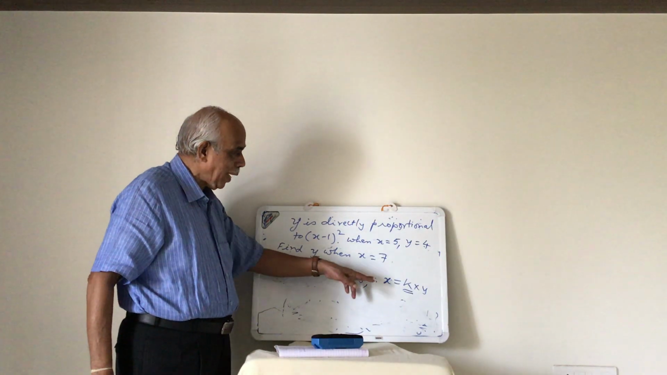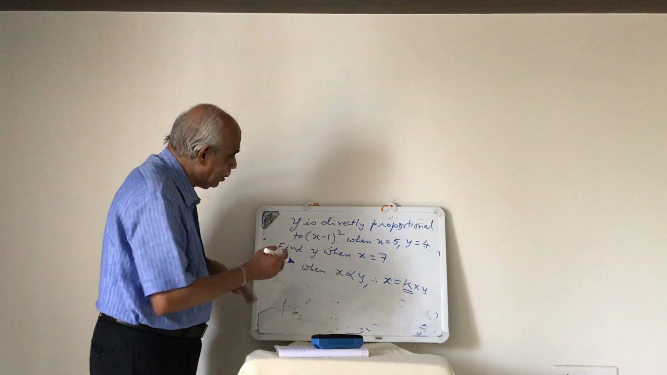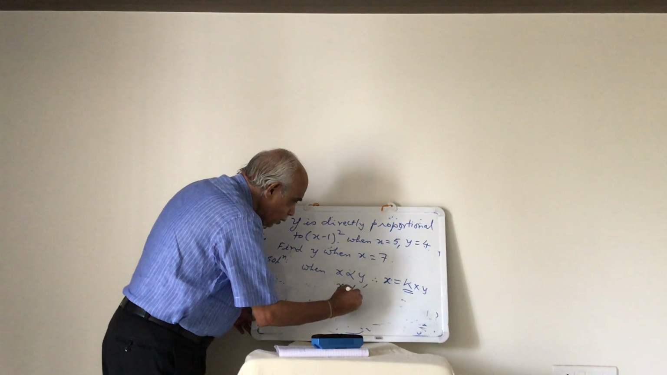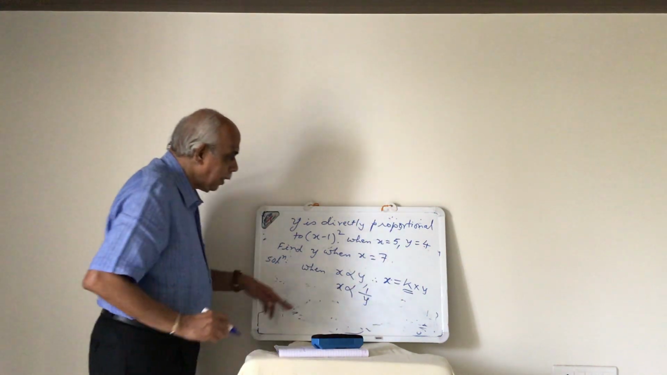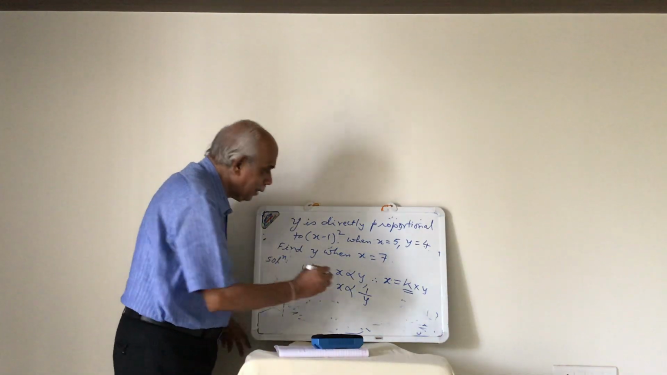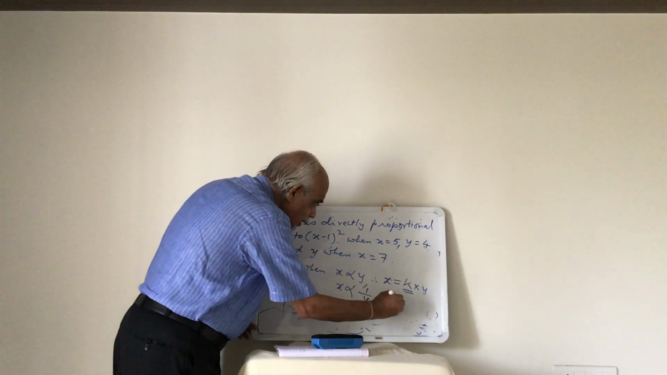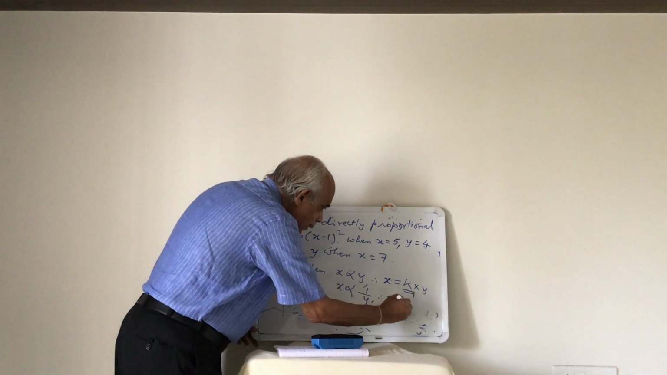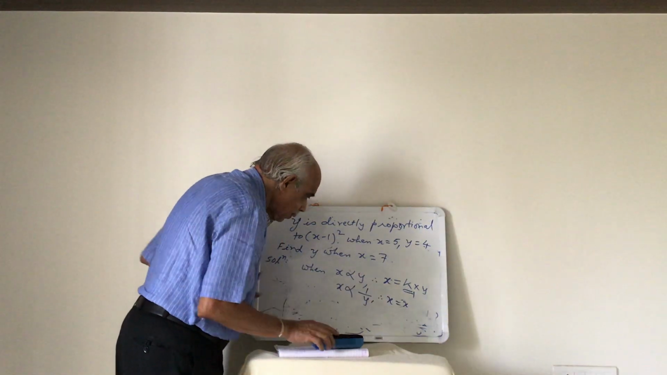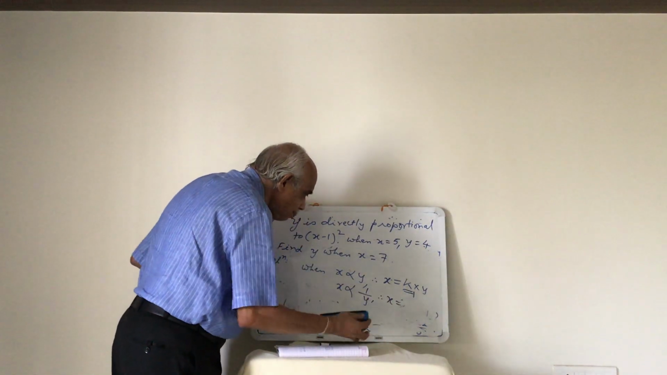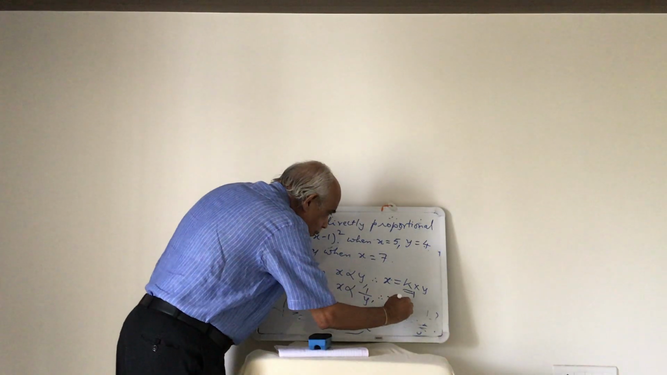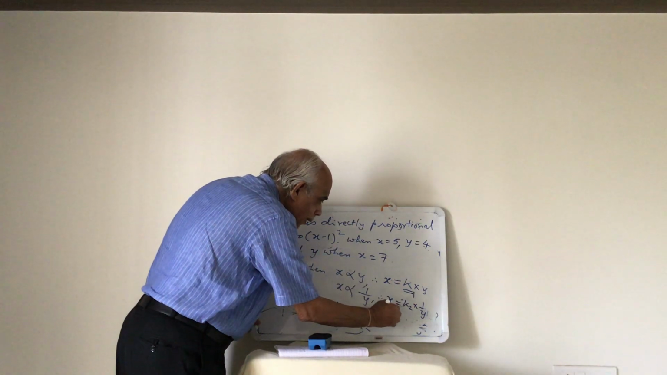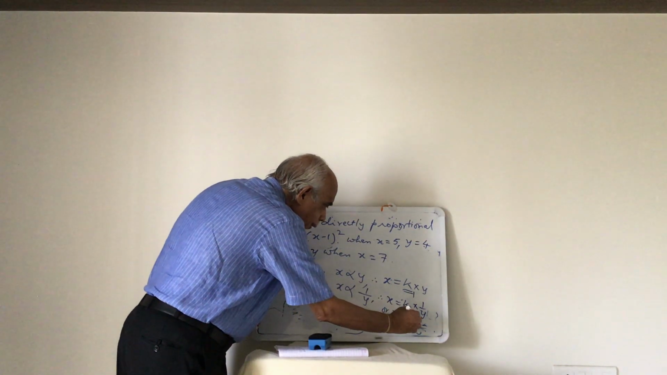If x is directly proportional to y, x is equal to k into y. Same way, if x is inversely proportional to y, inversely proportional means 1 upon y. Therefore x is equal to k2, it can be any constant, upon y. Or we will get xy equal to constant.